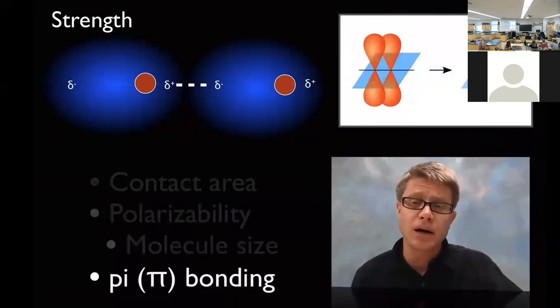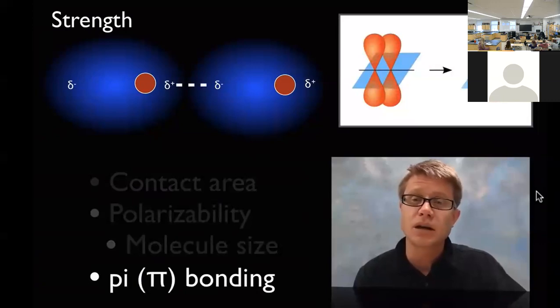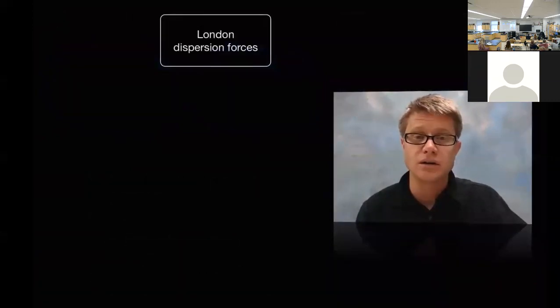And then finally, pi bonding. That's going to have orbitals that overlap. It forms something called a pi bond. If we increase the number of pi bonds inside those molecules, we're going to increase these London dispersion forces.